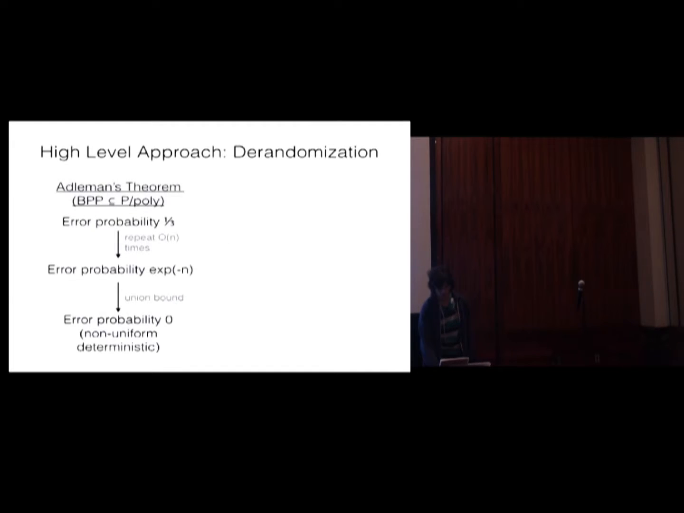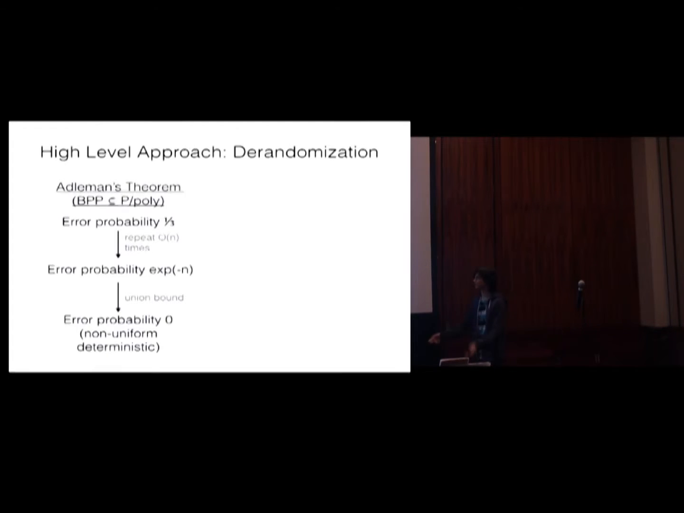Before I get to amplification, let me talk about the high level of what's going on. It's useful to compare what we do to Adelman's theorem. Adelman's theorem states that BPP is contained in P/poly. You start with an algorithm with error probability 1/3, and then you repeat it O of n times to amplify it to error probability exponentially low in n. Because there are only 2 to the n inputs, by the union bound there's a random string that works for all inputs, so we can hard code it into the algorithm.